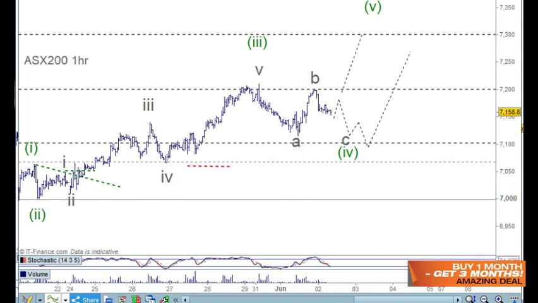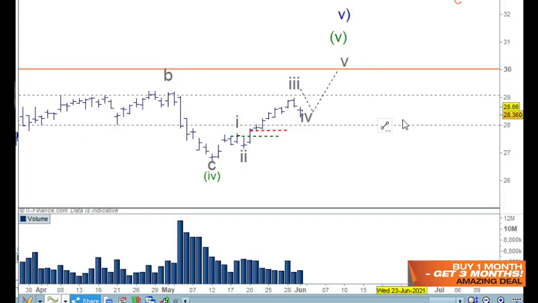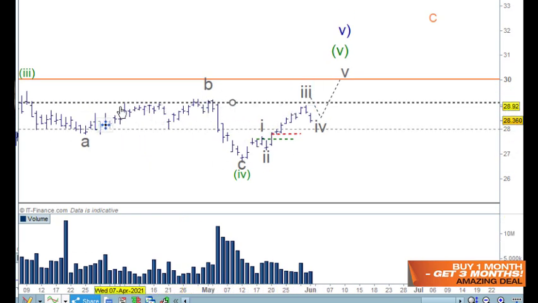Okay, so to the banks. With ANZ, we had a bit of a sell-off here. That's sort of expected in a way. We're looking for wave 3 to come in close to these tops here, so that's there. Let's just see how that plays out for that one.